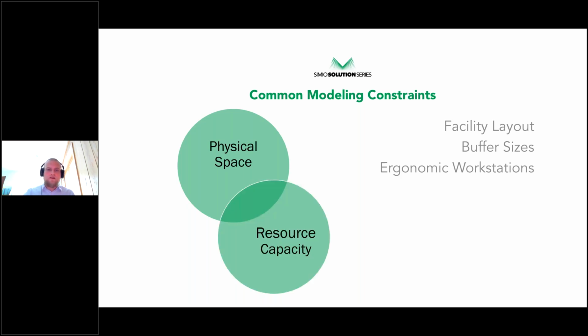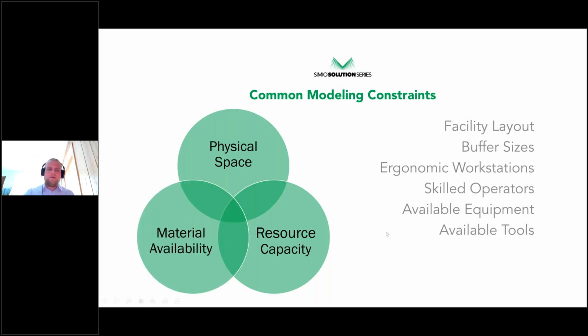Some other common constraints are really your resource capacity. So having the availability of skilled operators, also having available equipment to do whatever operation is needed. And then also maybe there's a level of tooling or supporting equipment that's required as well for that same operation that would all need to be available and could be a constraint in the system if it is not available.